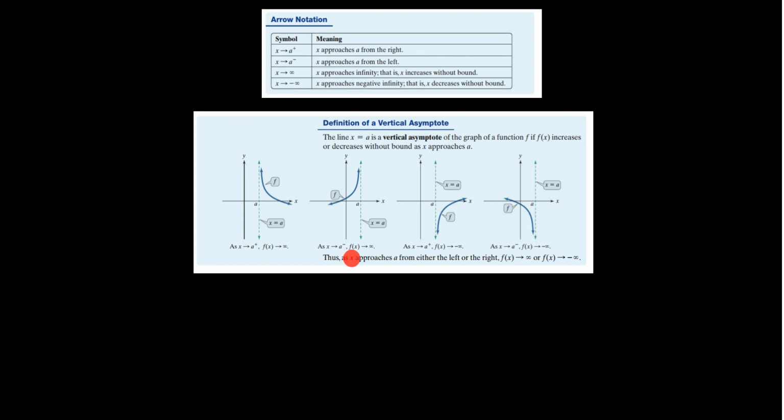Over here, as x approaches a, and again, a is just some number on the graph. It could be 1, it could be 2, it doesn't matter. We're just using the variable a here. As x approaches a from the left side, my function goes all the way up to infinity. And on these next two examples, we see that my function shoots down to negative infinity, as x approaches a from the right side, and as x approaches a from the left side. So that's how that notation works.